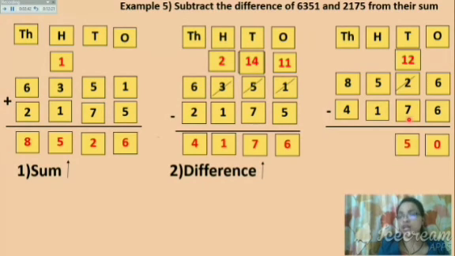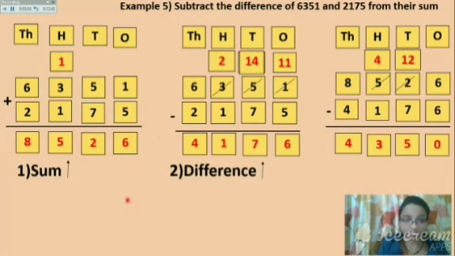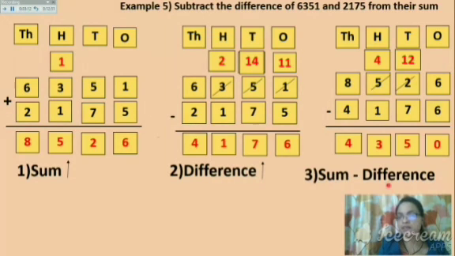5. So the 100 place has given one number to the tens place. So how much is left in the 100 place now? 4. 4 minus 1, how much, children, in the 100 place? 3. Now the 1000 place. 8 minus 4, 4. So understood? What have we done? We have subtracted the difference from the sum. And the final answer, what did you get? 4350. So here we are writing, this is the sum minus difference.